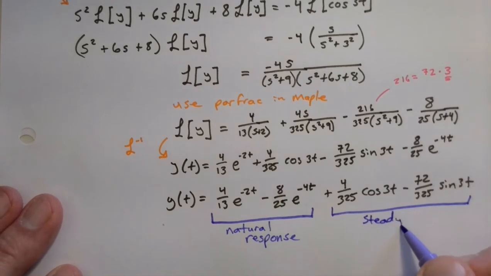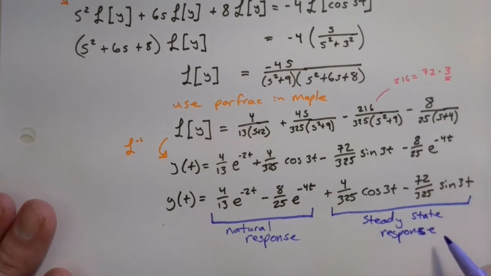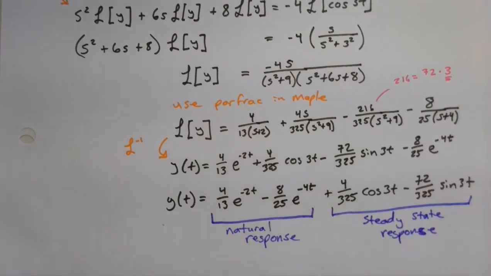This is the steady state response. So if we were asked how this harmonic oscillator is going to behave in the long run, that's how it's going to behave, because as t approaches infinity, these two terms just kind of disappear. They become zero.